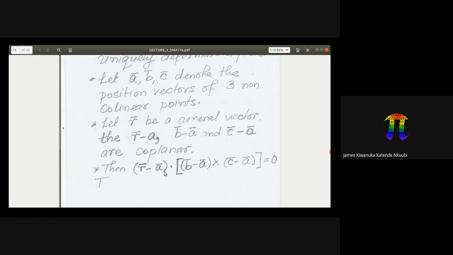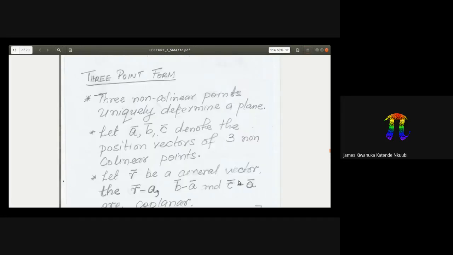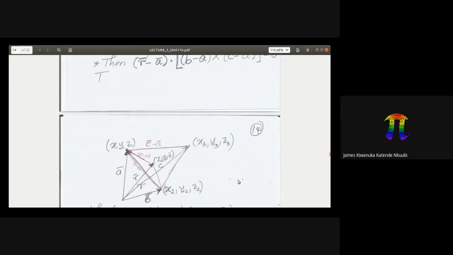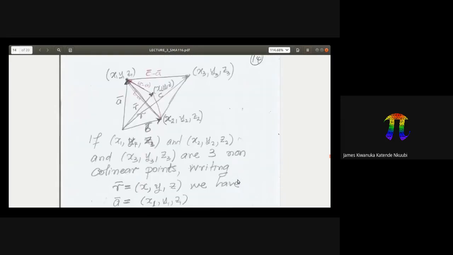What you don't know here is R, the position vector. But A, B, and C are known. So you can work this out and get the equation of a plane using this. I think there's an example for this. Here is the diagram that explains all this.